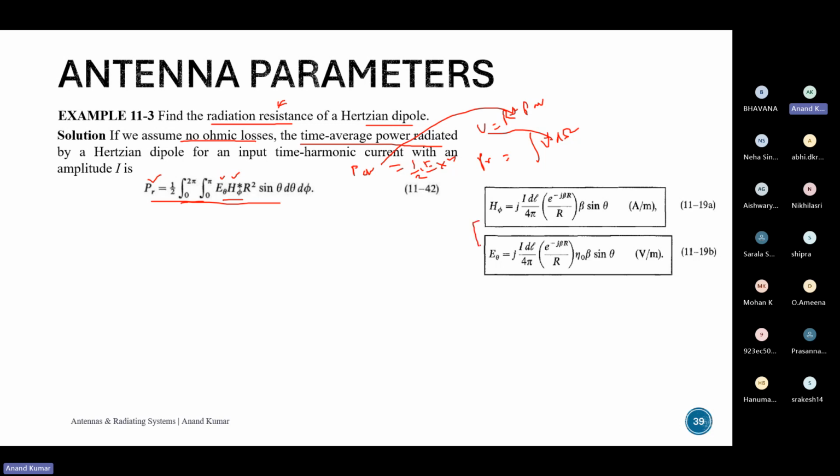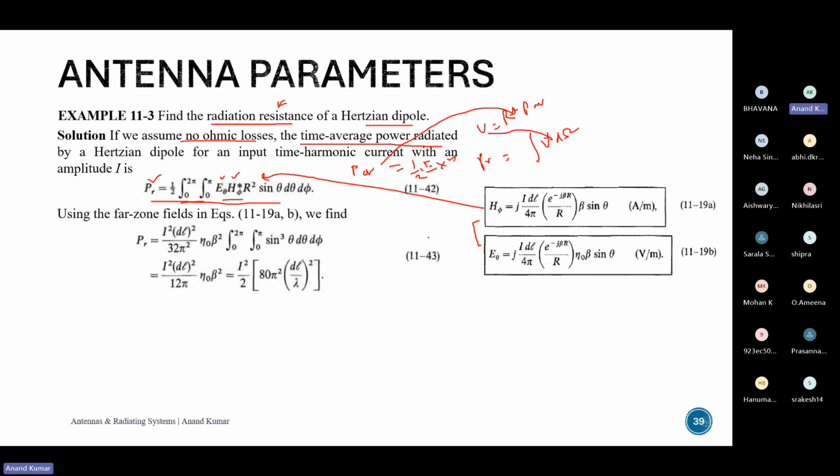And we had solved for the Hertzian dipole electric field and magnetic field values. We'll substitute these over here and then solve. So this is just a lot of steps, but after integration, we'll end up with P_R equals this term over here.